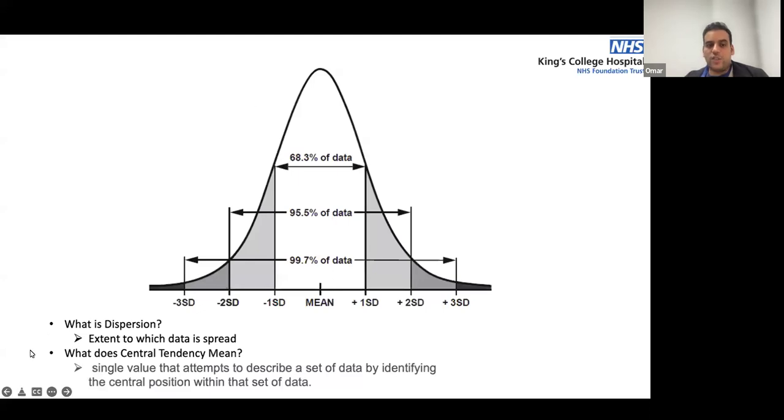Classic FRCS question, what is dispersion? It is basically the extent to which the data is spread. You only need to know this for the FRCS. No real researcher uses these words. Central tendency is basically the single value that attempts to describe a set of data by identifying the central position within that set of data. So that's the key. Central tendency in normally distributed data is basically the mean.